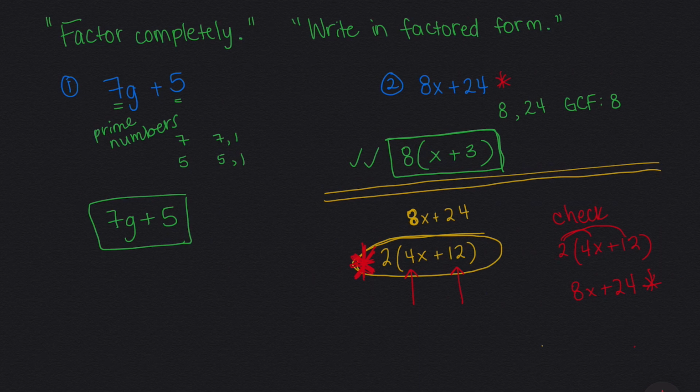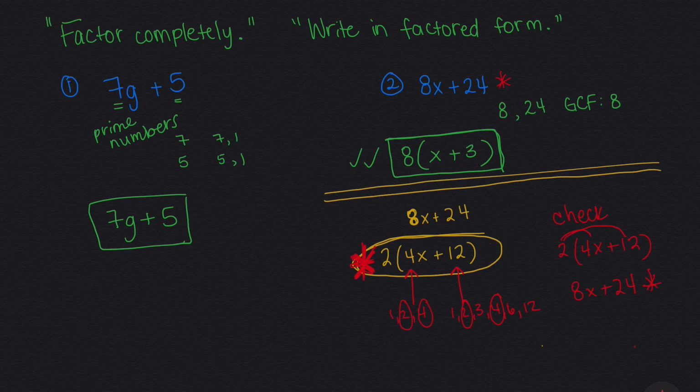The factors of 4 are 1, 2, and 4. The factors of 12 are 1, 2, 3, 4, 6, and 12. So they do have factors in common. Notice the 2 in both lists and the 4 in both lists. Since inside the parentheses, the terms still have a factor in common, that means you have not fully factored the expression and it is incorrect.